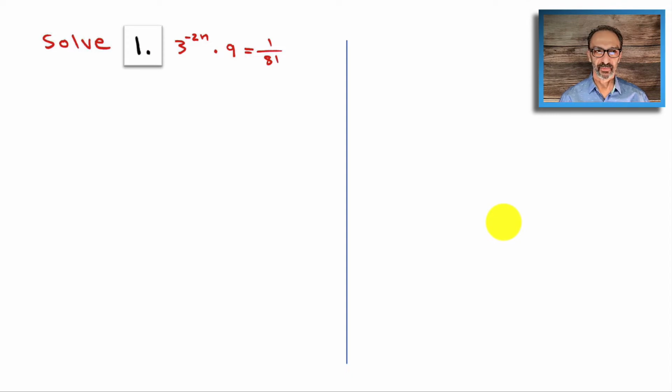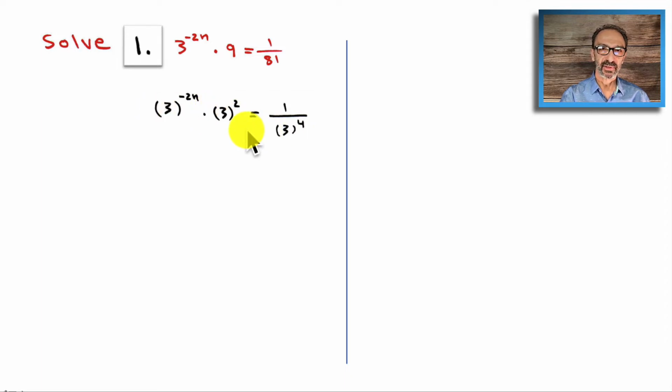Number 1. If you want to solve 3 to the power minus 2n multiplied by 3 to the 9 equals 1 over 81. Notice that we have 3 and 9 and 81. So we need to think about the common base. What do I mean by the common base? As you can see, I'm using 3 to the second instead of 9, and for 81, I'm using 3 to the 4. So that's what I mean. We need the same base to finish the problem if we're not using logarithms.